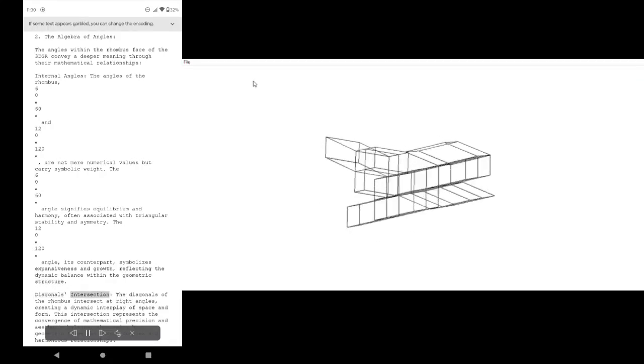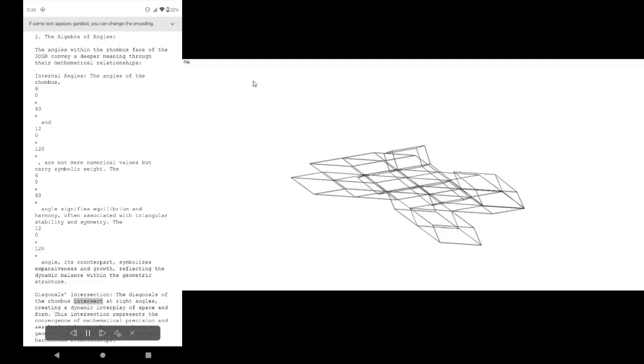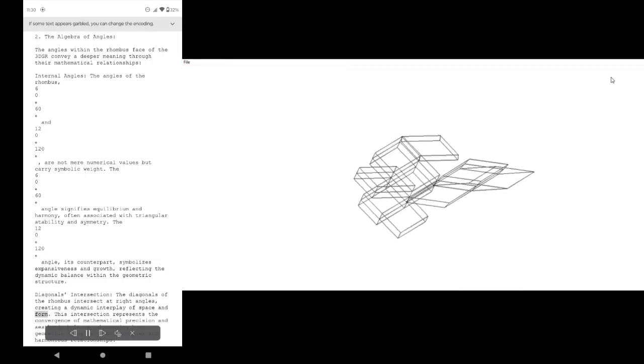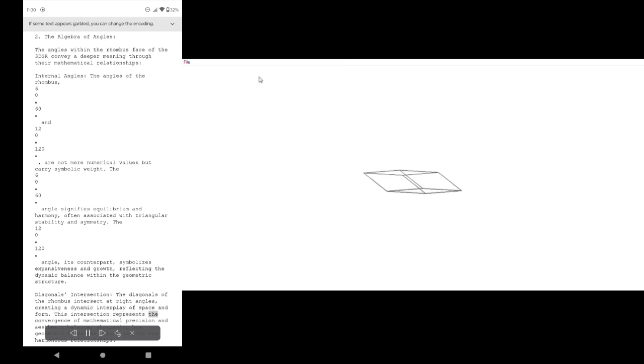Diagonals intersection. The diagonals of the rhombus intersect at right angles, creating a dynamic interplay of space and form. This intersection represents the convergence of mathematical precision and aesthetic balance, showcasing how geometric forms can embody complex and harmonious relationships.